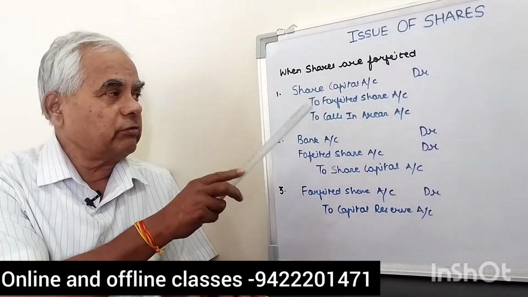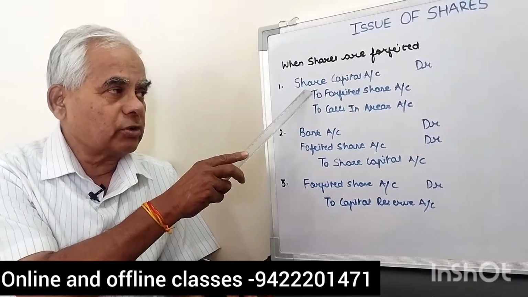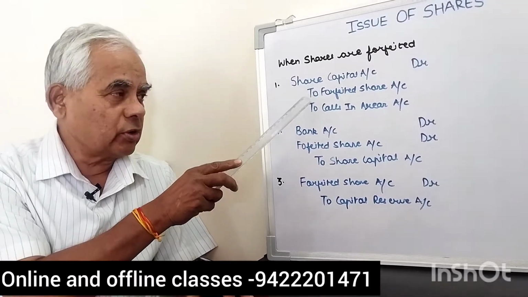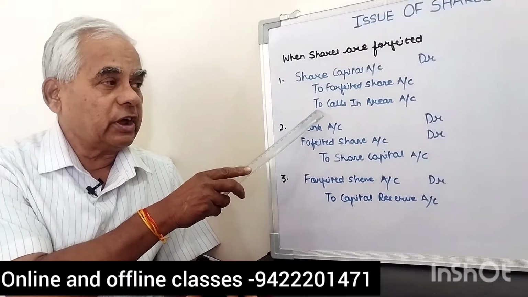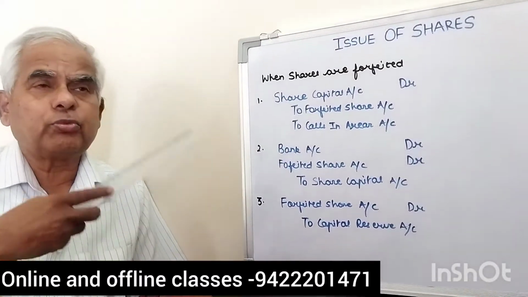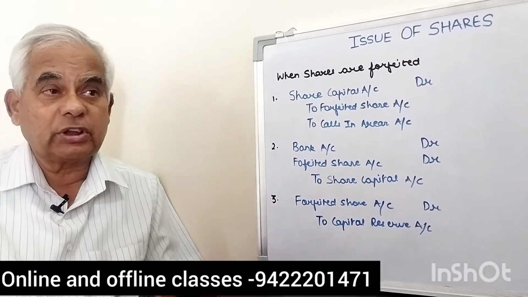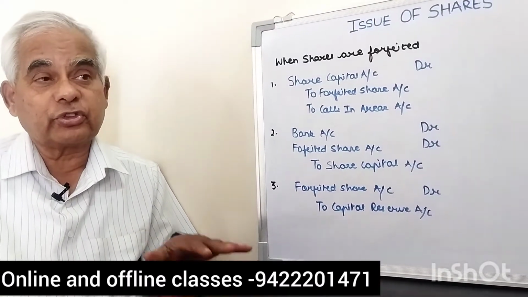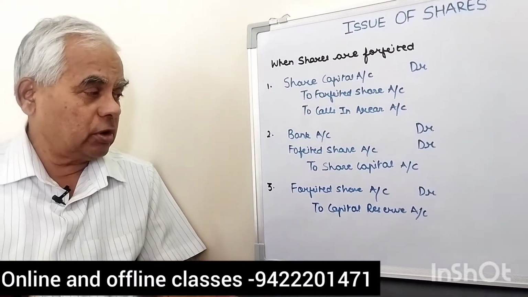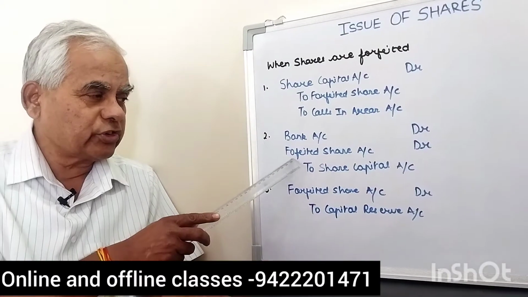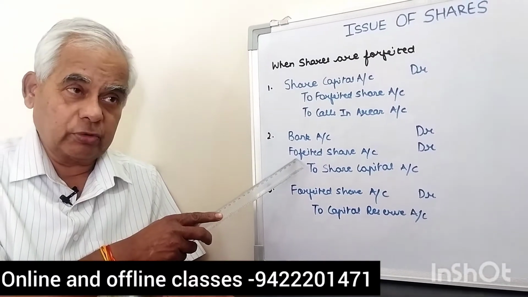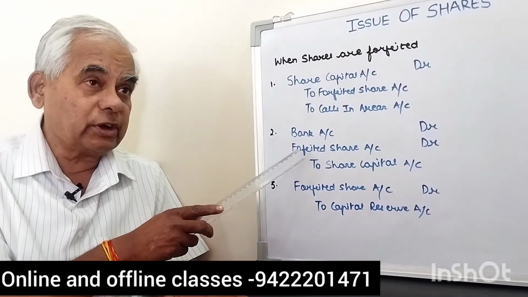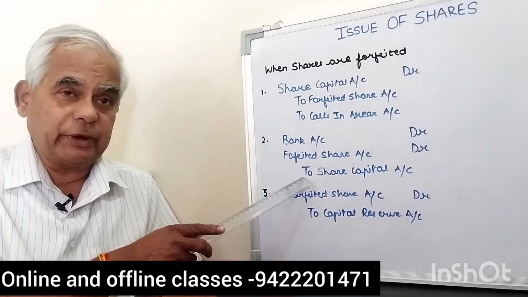Again I am going to repeat: when shares are forfeited, share capital account debit to forfeited share account and to calls in arrear account. Now these forfeited shares are reissued. Generally, I am saying again, forfeited shares are reissued at a discount. Bank account debit, forfeited share account debit, meaning here a discount, to share capital.